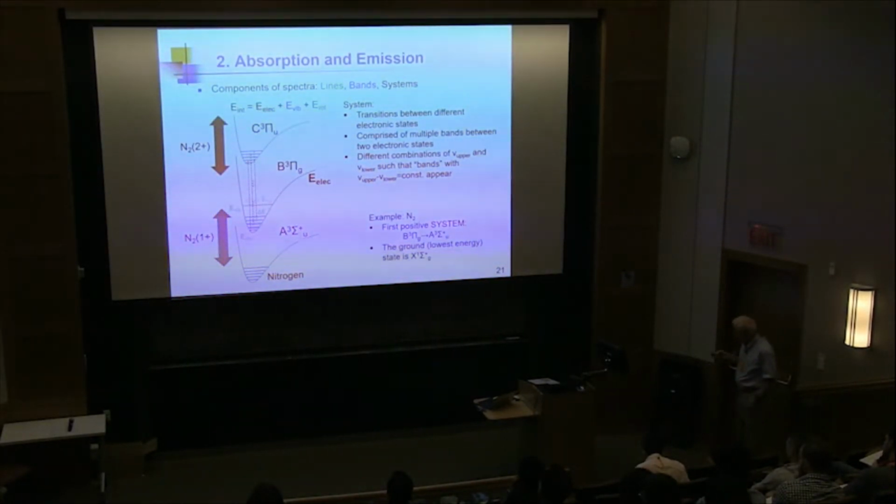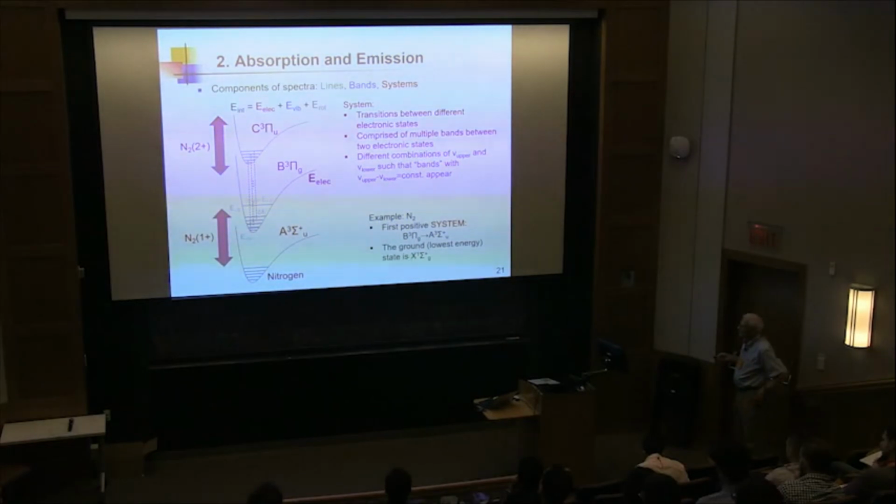Missing is called the ground state, which is always denoted with an X. So this is called a term symbol. We'll talk about that later.